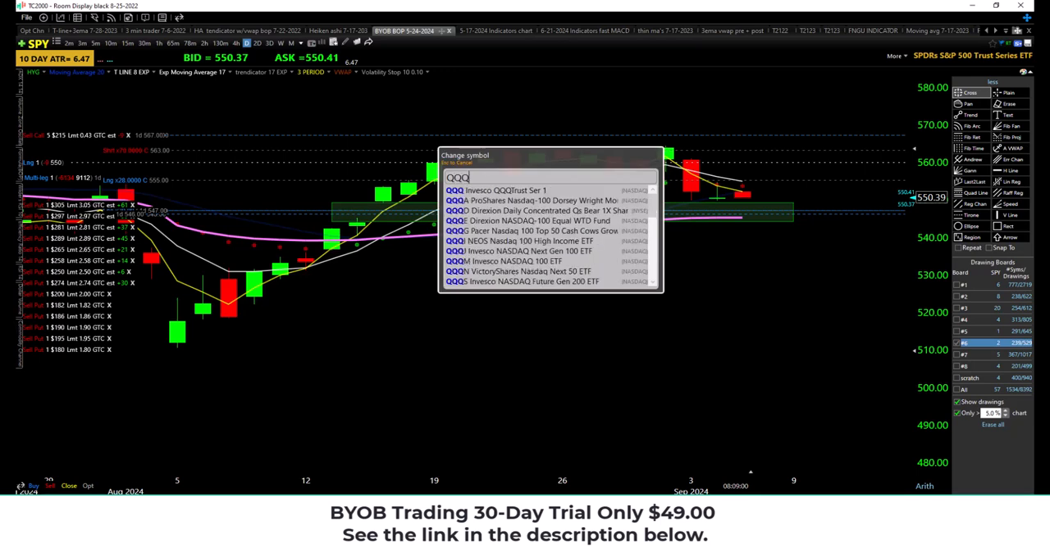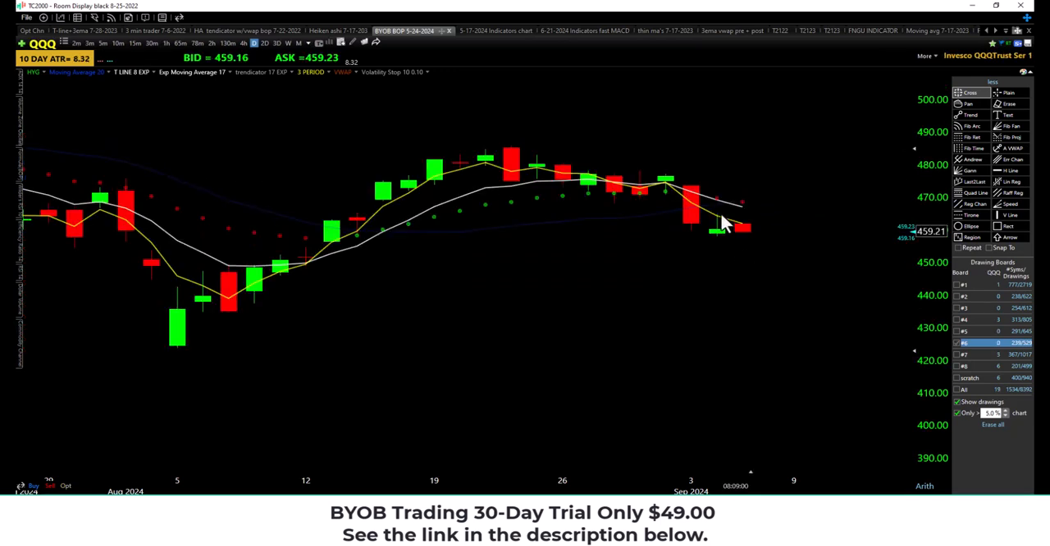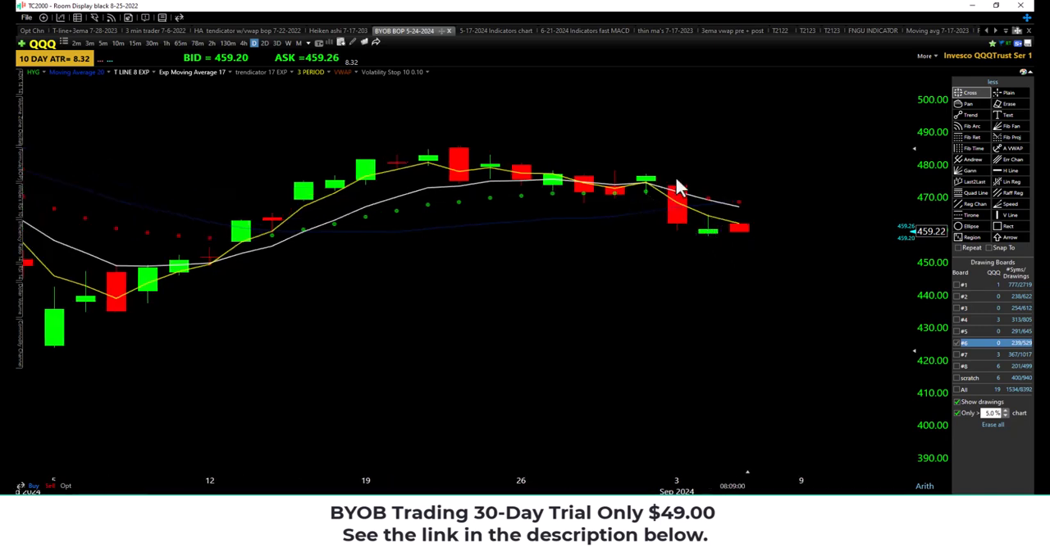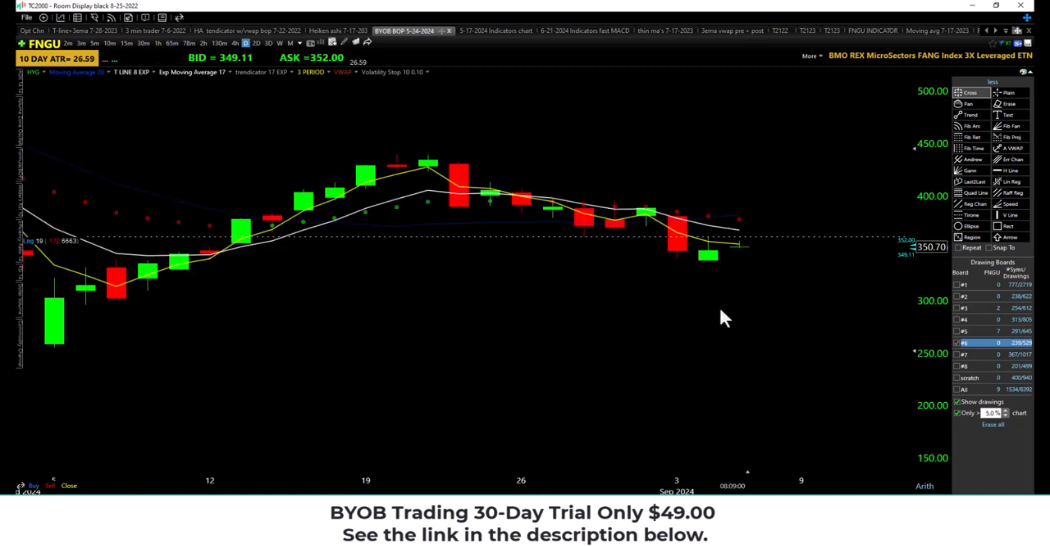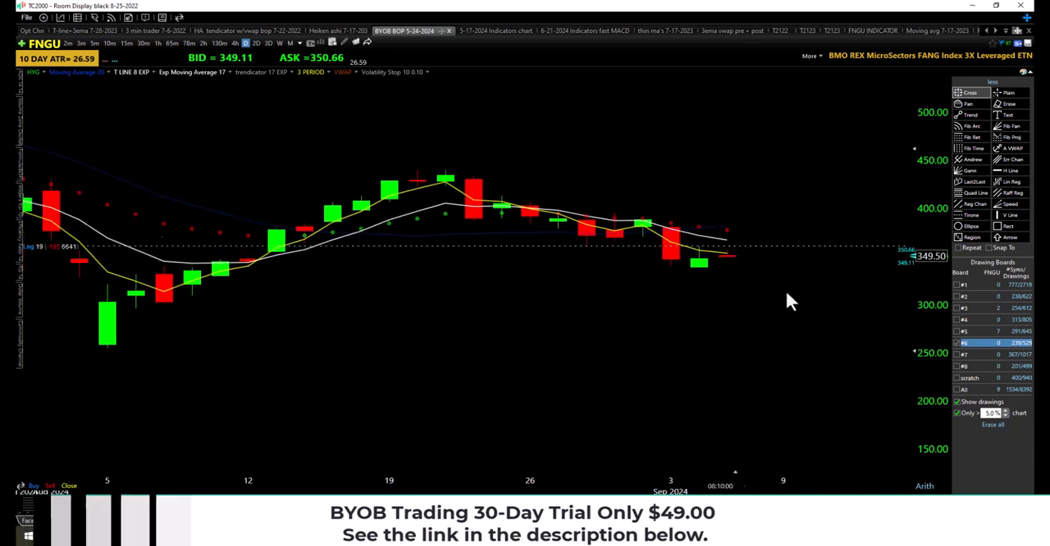Take a look at QQQ. All right, QQQ, same candle like a SPY. Again, lower high, lower low, closing below bearish trap, under 17 EMA. A little bit further, more downside there. FNGU, all right, FNGU, same candle there. See, lower high, lower low, closing below the bearish trap, below the 17 EMA.